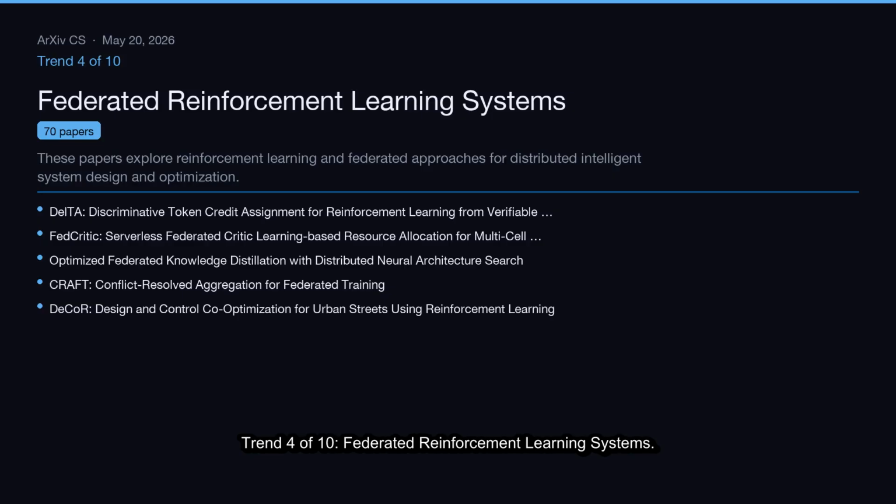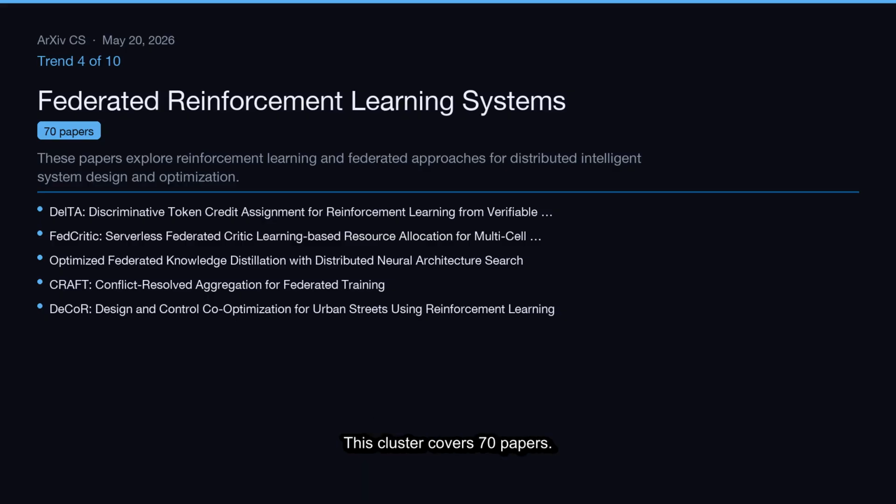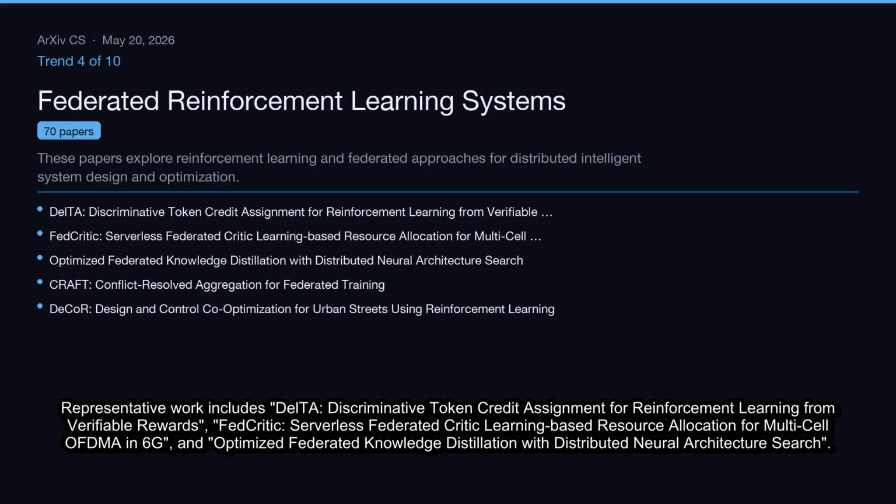Trend 4 of 10, Federated Reinforcement Learning Systems. These papers explore reinforcement learning and federated approaches for distributed intelligent system design and optimization. This cluster covers 70 papers. Representative work includes Delta, discriminative token credit assignment for reinforcement learning from verifiable rewards, FedCritic, serverless federated critic learning-based resource allocation for multi-cell OFDMA in 6G, and optimized federated knowledge distillation with distributed neural architecture search.